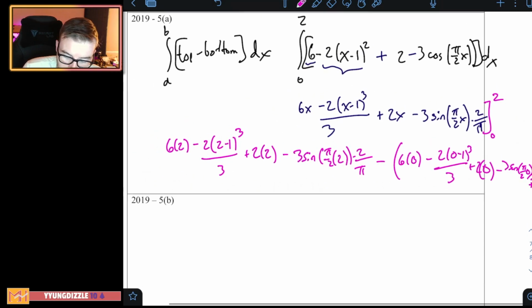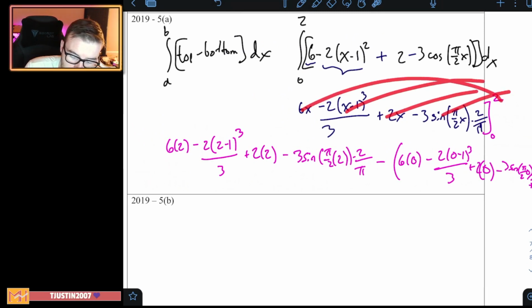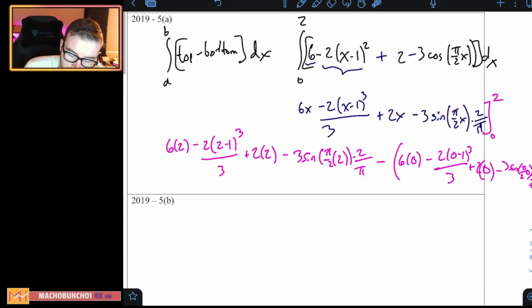Now, I wrote kind of big, so it went outside of the margins. Don't write outside of the margins on the test. But as you can see there, f of b minus f of a. You can clean that up a little bit if you'd like, but I'm just saying that's all that needs to be done.